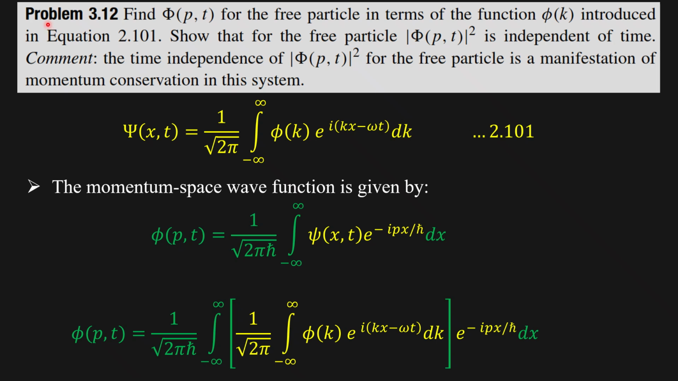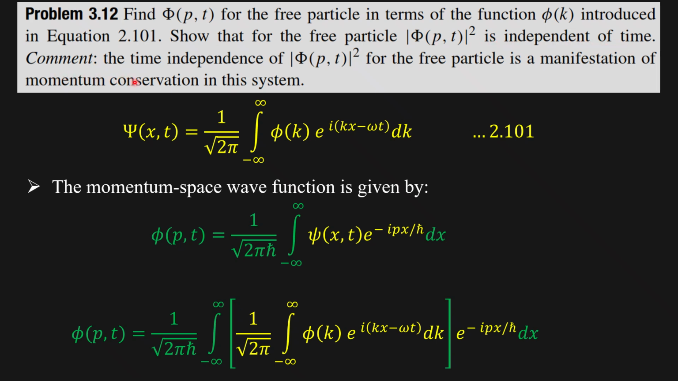Today we are going to solve problem 3.12 of Griffiths, third edition, Introduction to Quantum Mechanics. The problem is: find Φ(p,t), that is the position and time dependent wave function for the free particle, in terms of the function Φ(k) introduced in equation 2.101, so that for a free particle the modulus Φ squared is independent of time.